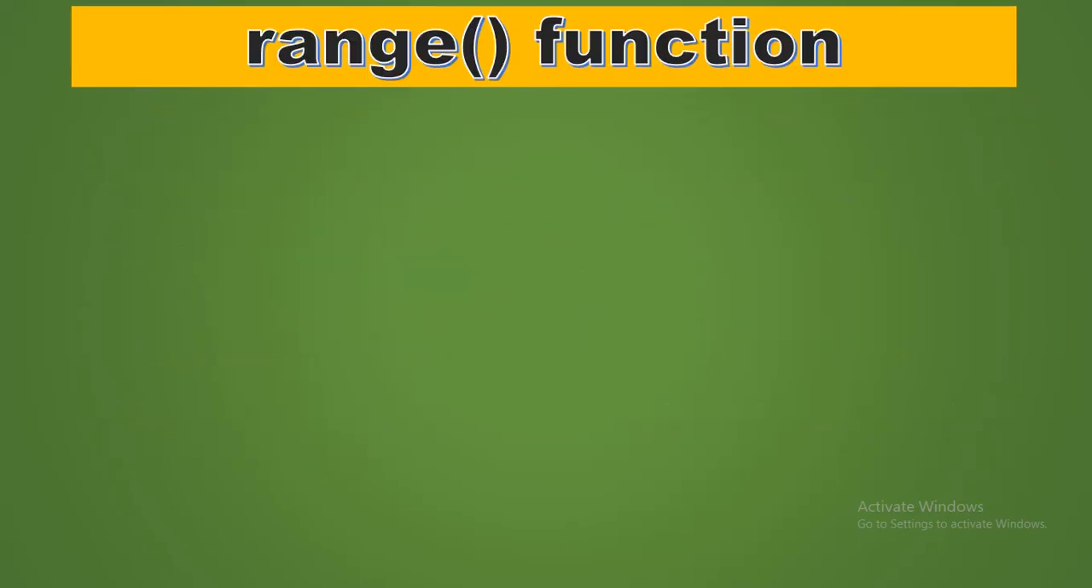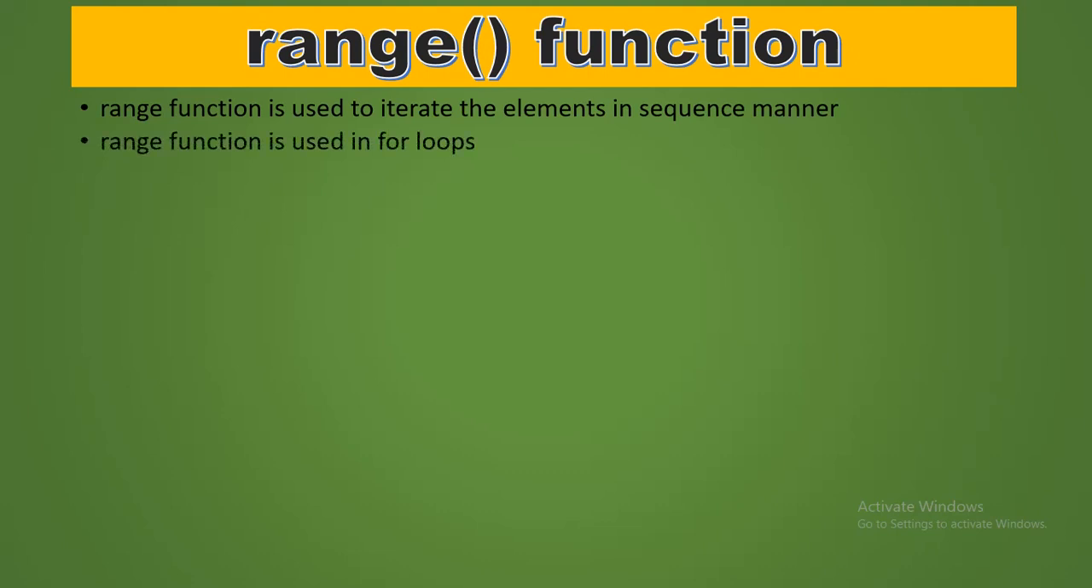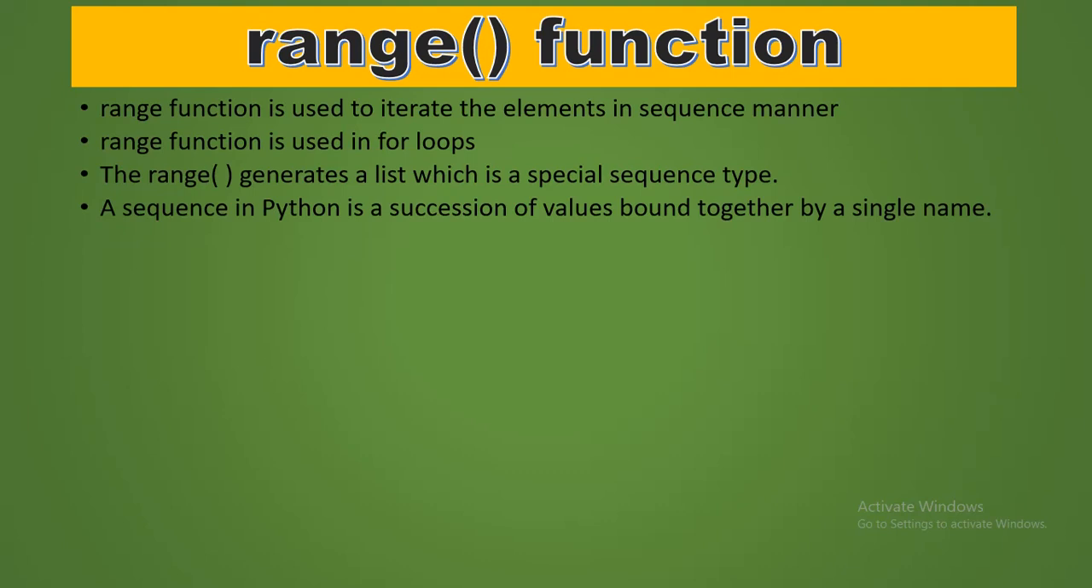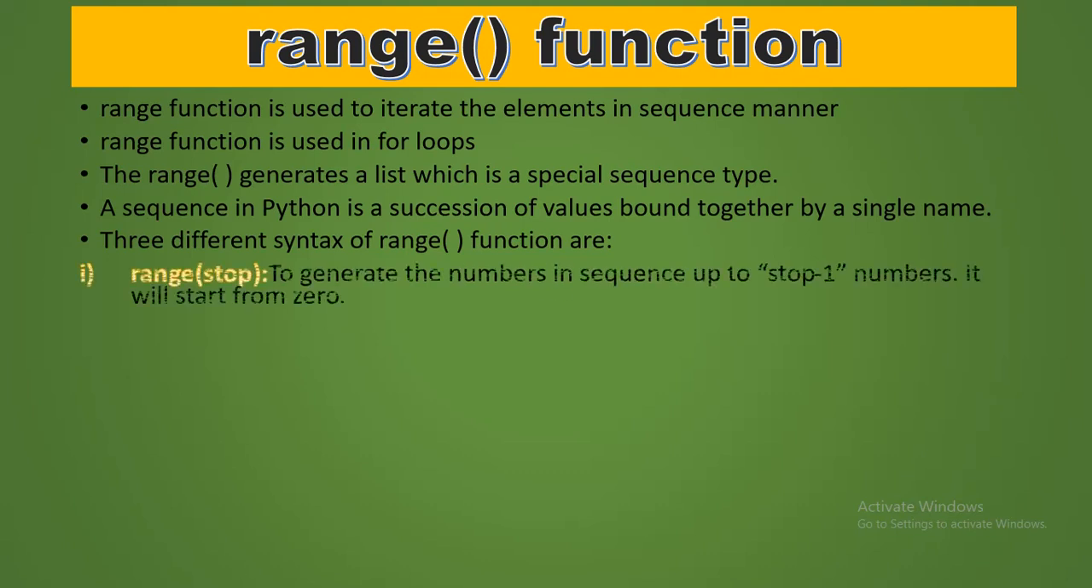Now the next function that we have to discuss, as we want to discuss the for loop, is range. Before discussing the for loop we have to discuss range. Range function will give you the elements in some sequence manner. It is used in for loop. Range will generate a list of values, and a list is a sequence, which means successive values bounded by a single name. There are three different syntaxes of range function, which are as follows.